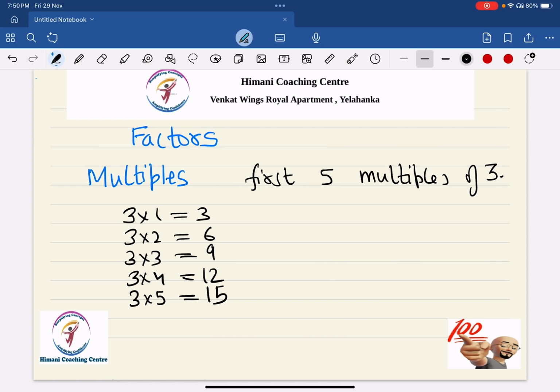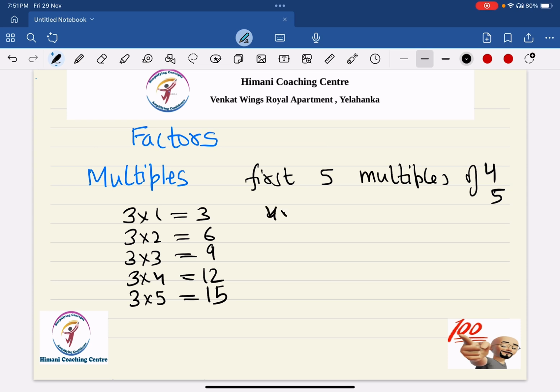Now what I want you to do is write the first 5 multiples of 4. Okay. Pause the video and quickly do this and then restart the video. Advice to parents and elders who are watching the video along with kids: pause the video, let the kid write the first 5 multiples of 4 as well as 5. Pause the video and when the kid has done, come back and we will do it. So now let us see what will happen.